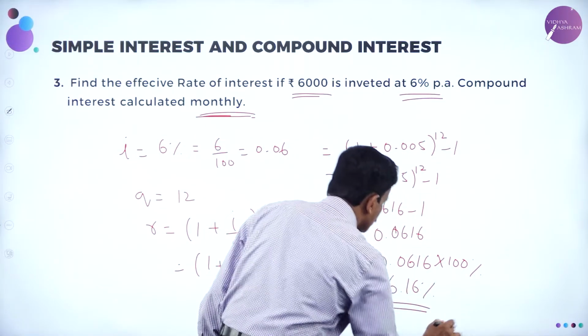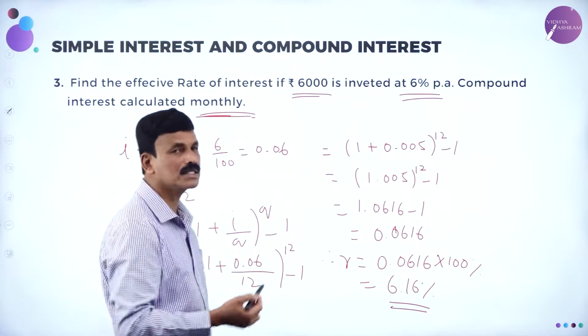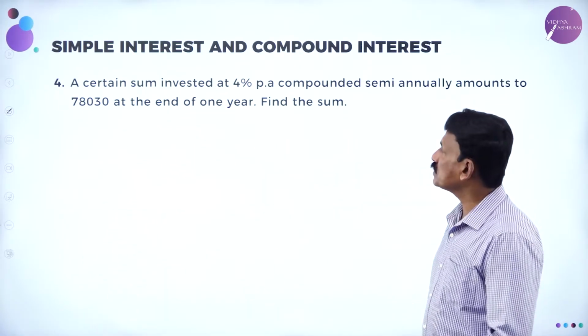6.16%. So, therefore, the effective rate of interest in this case is 6.16%. That's it. Now let us move on to the next problem.